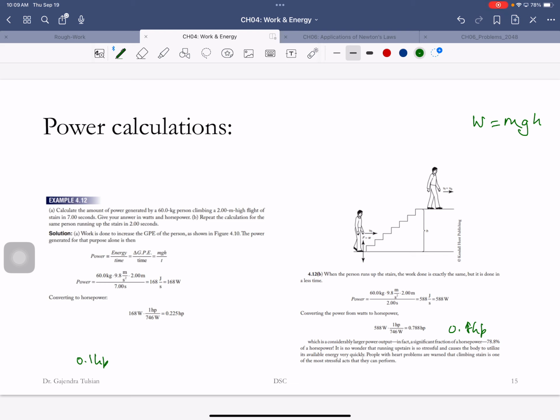People with heart problems are warned that climbing stairs is one of the most stressful acts they can perform. It's said that even top conditioned athletes can work at about 1/3 of a horsepower for about 30 minutes. Now, this part shows you if you leisurely climb up the stairs, taking 7 seconds, that's 0.2 horsepower.